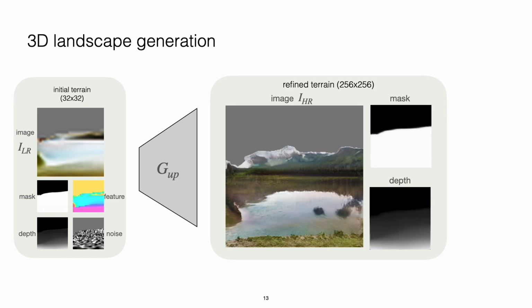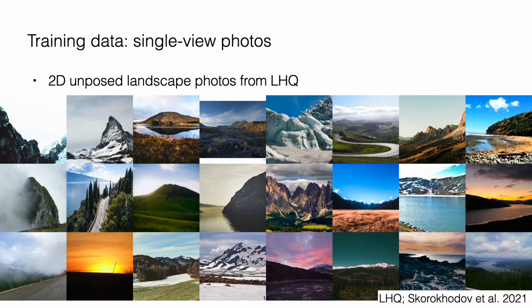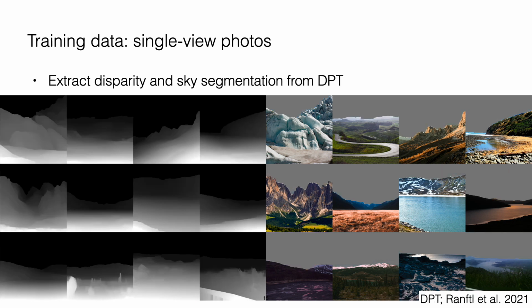And because the rendering operation is expensive, we'll first render at a lower initial resolution, and then use a refinement network to improve the texture of the result. This is also supervised with a discriminator loss, and so far we've skipped over the sky, which is currently left as empty space. To train, we'll use 2D unposed and single-view landscape photos from LHQ. We extract disparity and sky segmentation from the DPT model. We train the terrain generator using the segmented images, which encourages the model to put 0 volume density in the sky.